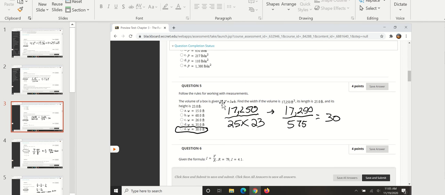On number 5, volume: length times width times height is the way to find volume in cubic feet. It tells you that the cubic foot volume is 17,250. We're finding the width. So we have the length and we have the height, which is 25 and 23. In order to find the width, we take the volume divided by the product of the length and the height. 17,250 divided by 575 comes out to 30. The answer right here is width is 30 feet.